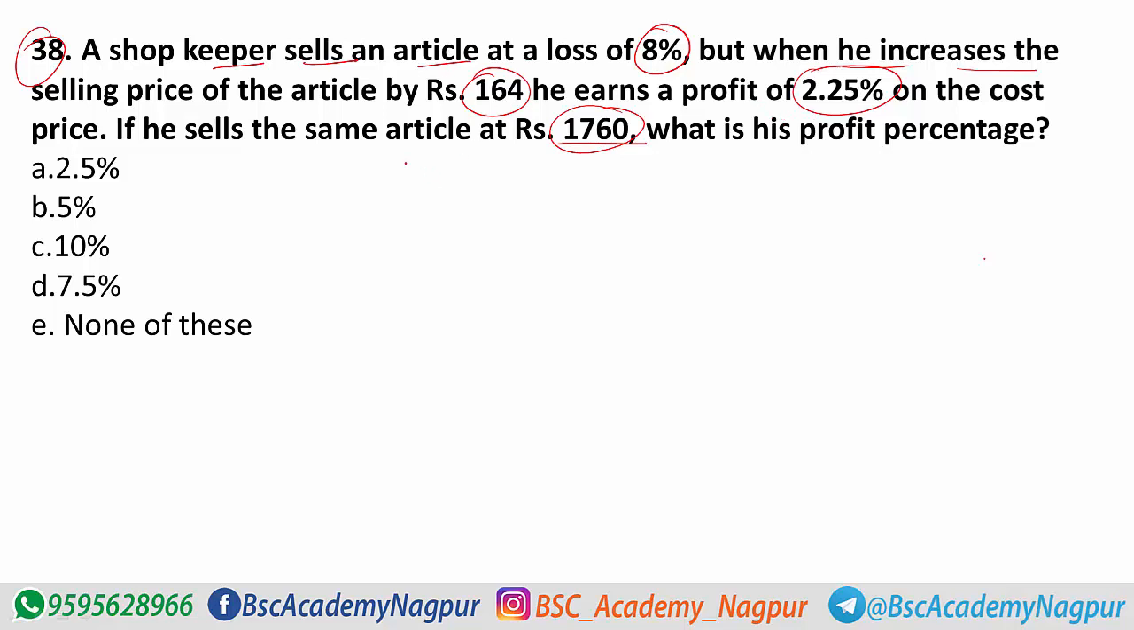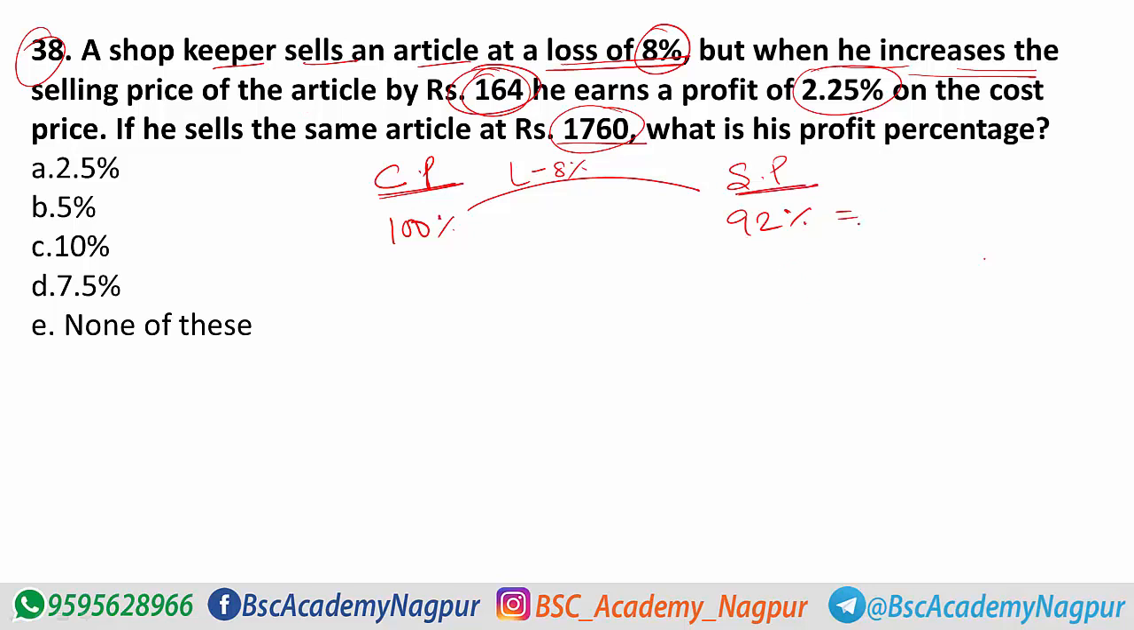Okay, a shopkeeper sells his article. Let's say cost price, we know that cost price is by default 100%, and in the beginning we had a loss of 8%. The selling price will be 92%. Correct? When he increases the selling price of the article by 164, whatever the value of 92%, we have increased the selling price by 164. Right? Then there is a profit of 2.5%. There is a profit on the cost price.